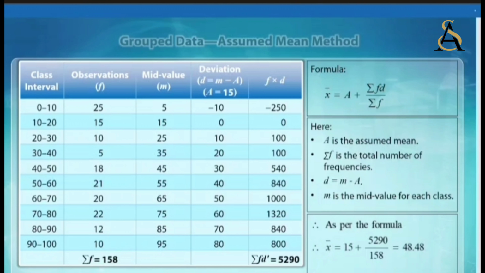After the deviation, we are going to multiply the frequency and the deviation together and we are going to get FD. We are going to calculate all the values of FD, add them together and get sigma FD. Sigma FD is 5290. Sigma F is 158. We are going to put the values in the given formula. A plus sigma FD by sigma F. 15 plus 5290 divided by 158. So the mean is 48.48.